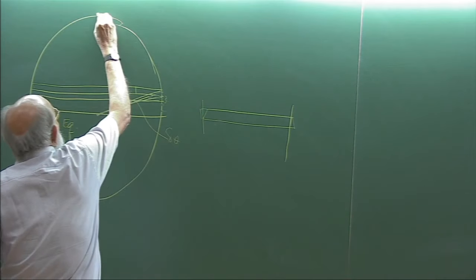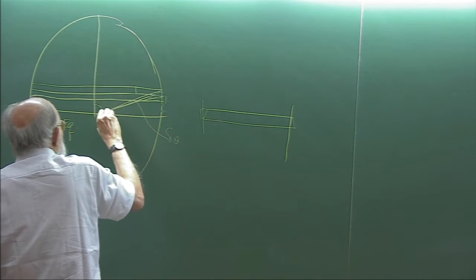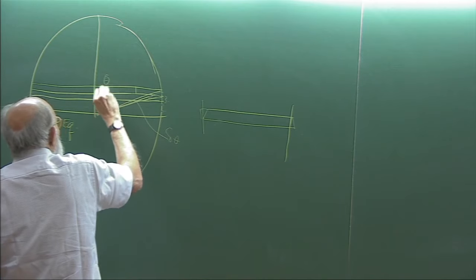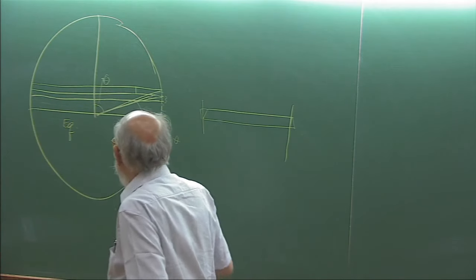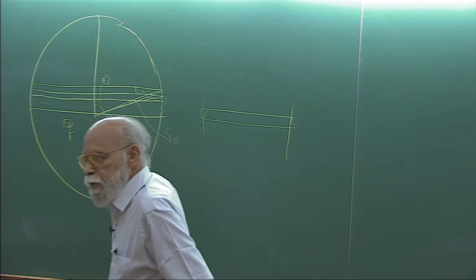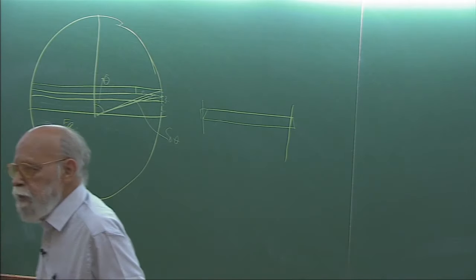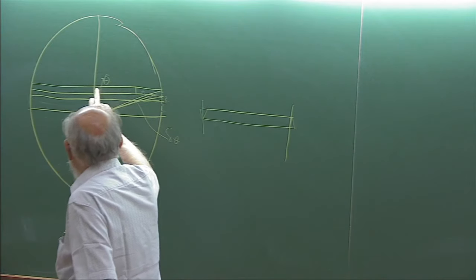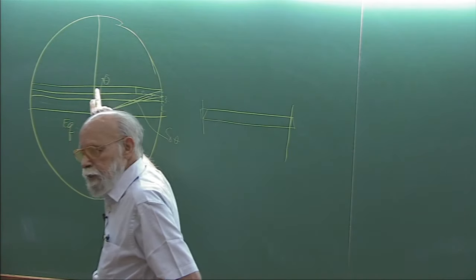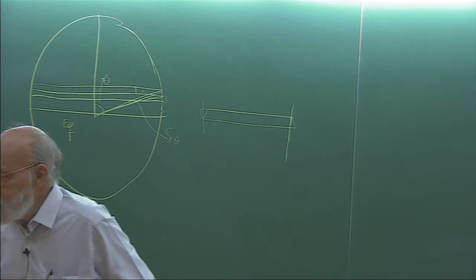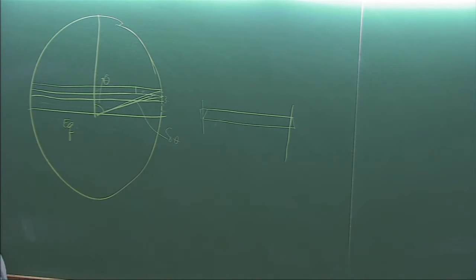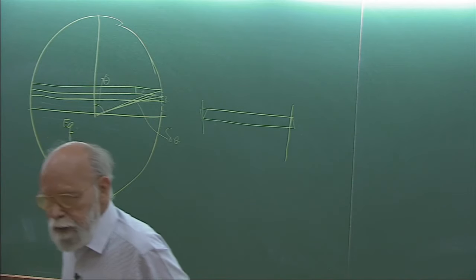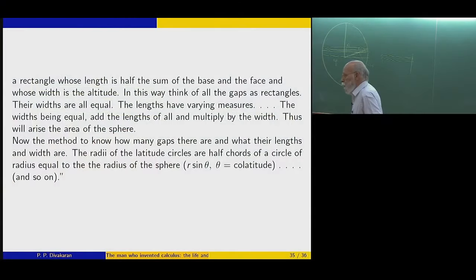I choose the co-latitude as my angle theta. So this circle, the diameter of the circle is r cosine theta. So the circumference is 2 pi r cosine theta, multiplied by the width, which is r delta theta. Multiply them and add them. What does it give?